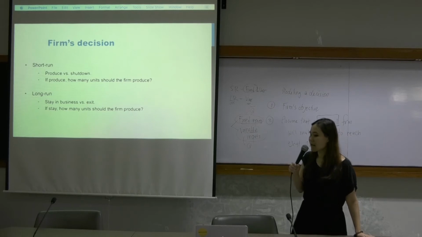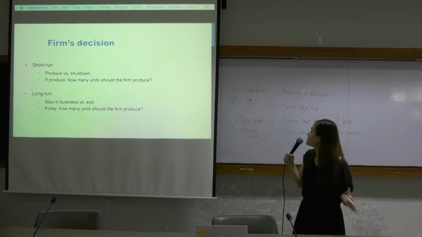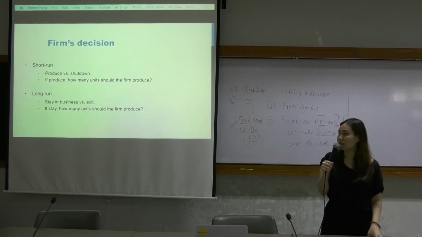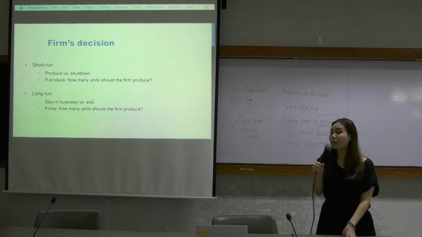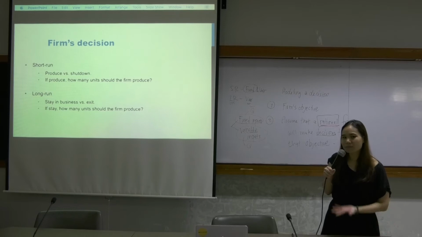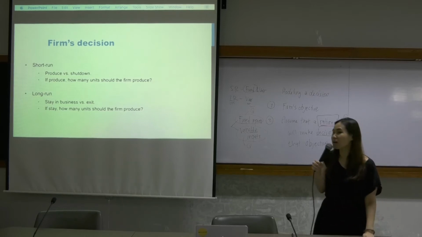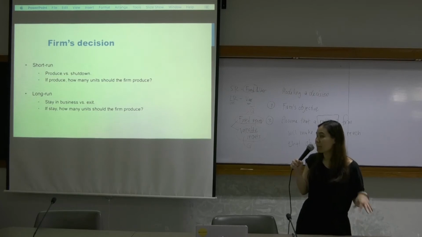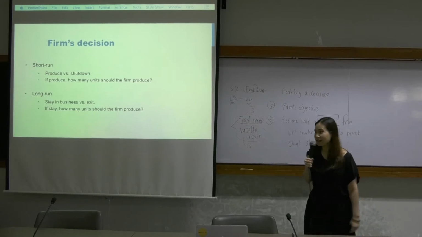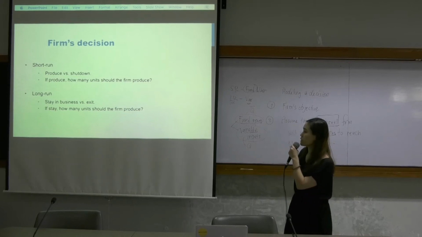Okay. In the long run, on the other hand, there is no more fixed input. So in the long run, the decision to be made is, are you going to stay in the business? Or if you cannot make any profit in the long run, it would just make sense to exit the market, okay? Exit the market means going bankrupt, going out of business, no longer doing this business, okay? And in the second stage of decision making, the question is, if you stay, how many units of output should you be producing?